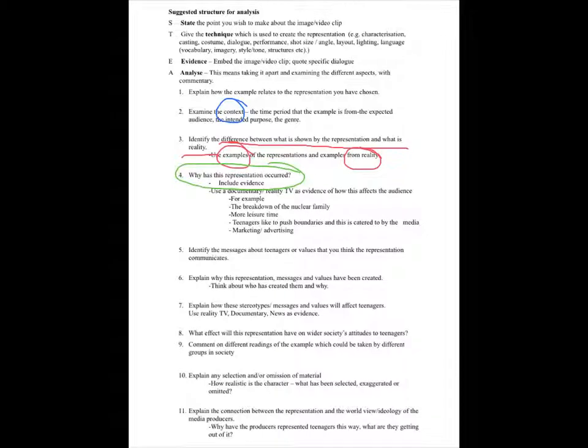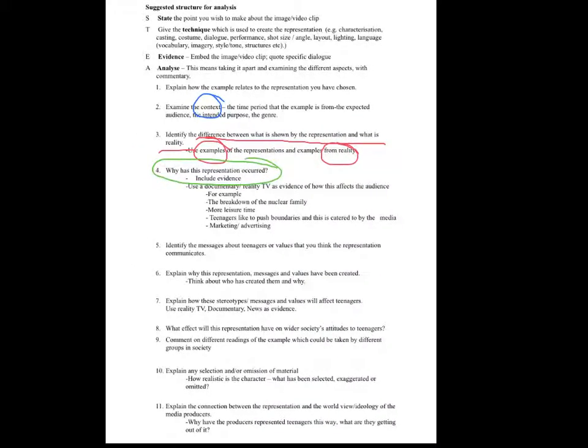Next up, you need to be able to talk about the messages that have been created by the representation, or the values that we take away from this representation. So all nerds are losers, or all blonde girls are dumb, or all teenagers are reckless. And then explain why the representation, the messages, and these values have been created. So who's created them and why?